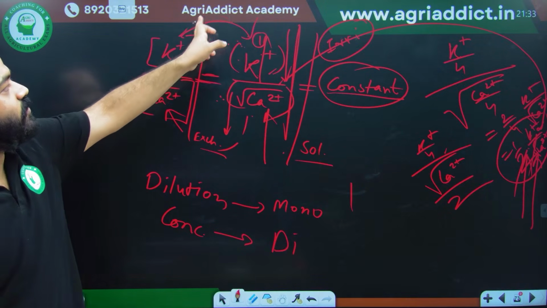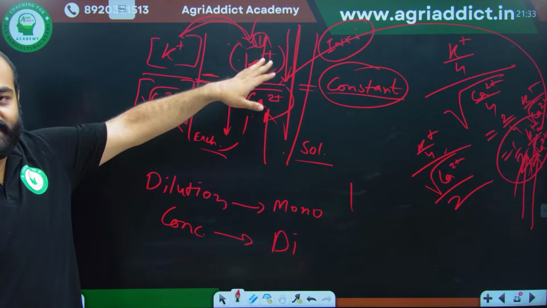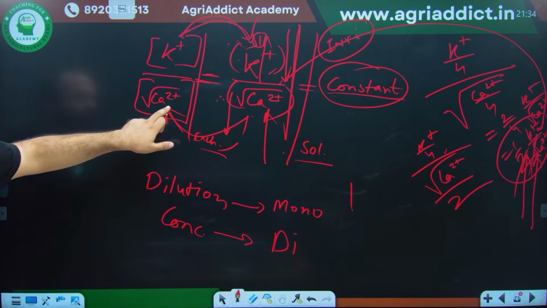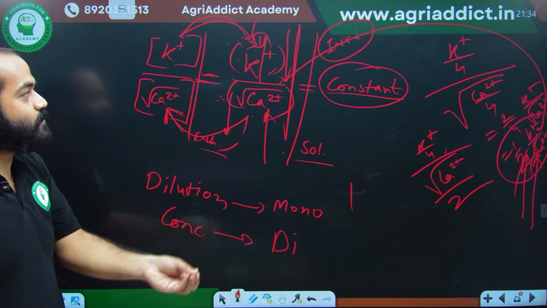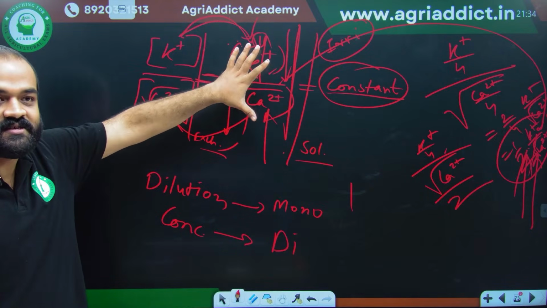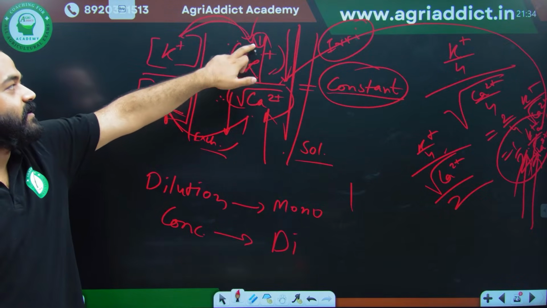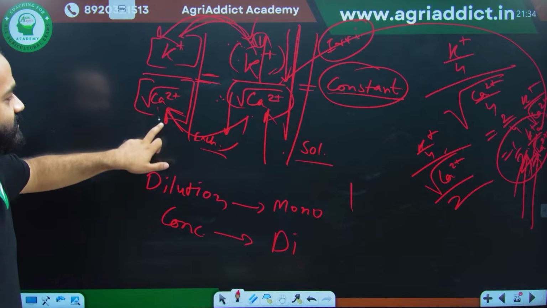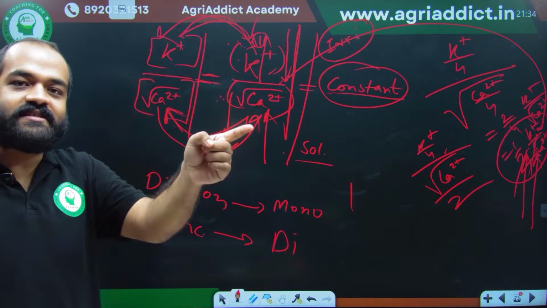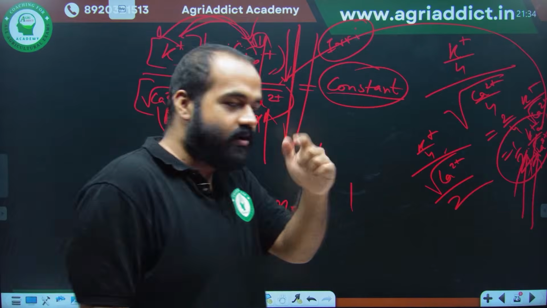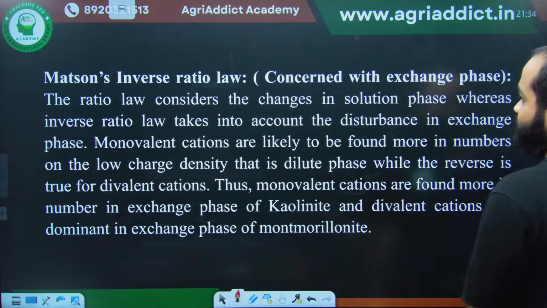The monovalent will go from concentrated to dilute phase and this guy will travel to concentrated phase. In the other case, if there is evaporation, this part is becoming concentrated. In that case, what will happen? K plus will move to this side and this will move to this side. Where concentration is high, divalent will go; where concentration is low, monovalent will go, right?